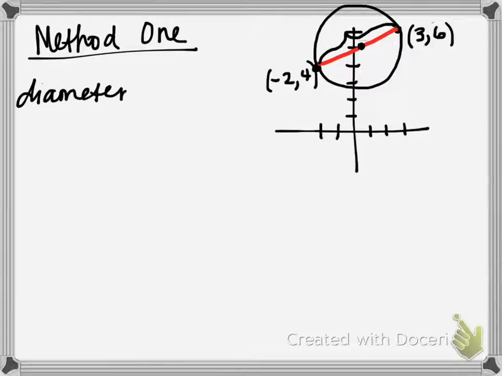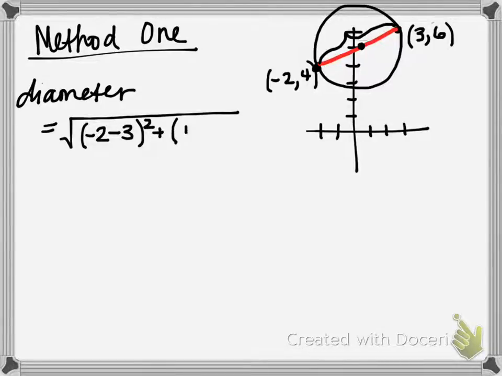So I'm going to use the distance formula, and the distance formula is going to allow us to figure out the diameter of this circle this time. So the distance between these 2 points. So we'll take our x values, -2, and we'll subtract them. So -2 minus 3, the quantity squared, plus 4 minus 6, the quantity squared, will be our distance formula.